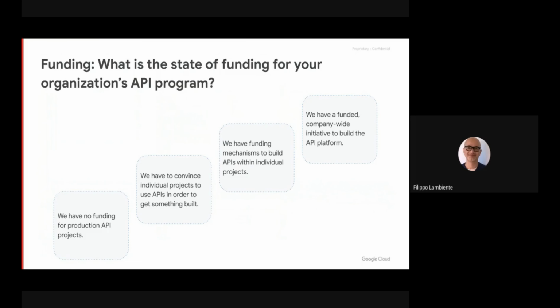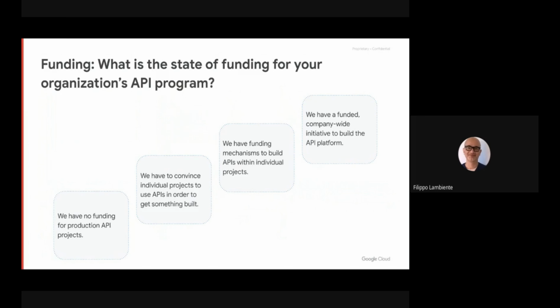And then there is also the other aspect that organizations should consider: how can I fund this initiative? And what is currently your funding for your API? If you are attending this session, maybe you just started, or you are thinking of starting, or you already started using the API.